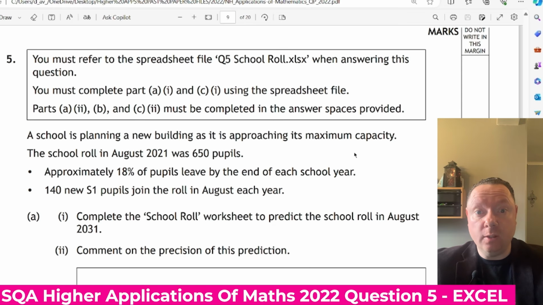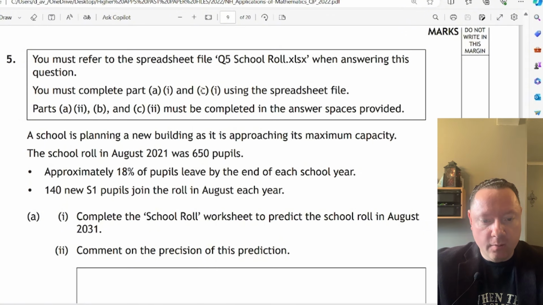National 5 Applications of Maths 2022, question 5, school roll. When answering this question, complete parts A1 and C1 using this file, and then complete parts A2, B and C2 using the answers below. So let's read the question first.